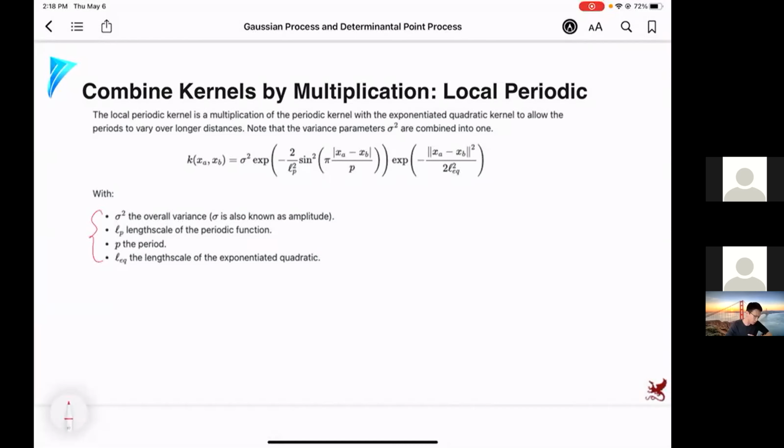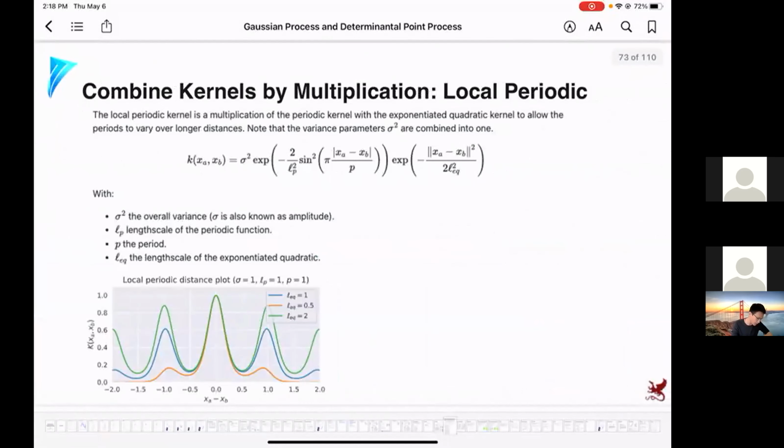In total, we're going to have four parameters. We have a sigma parameter as before, two different L's that control the length scale of the two kernels, and then P as the period. If we combine both kernels, we get something that looks like this. For XA and XB close to each other, they're going to have a high influence on each other. Their covariance is very high. And for XA and XB far away from each other, the covariance is going to gradually reduce.